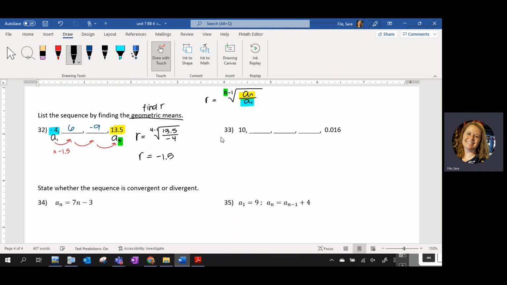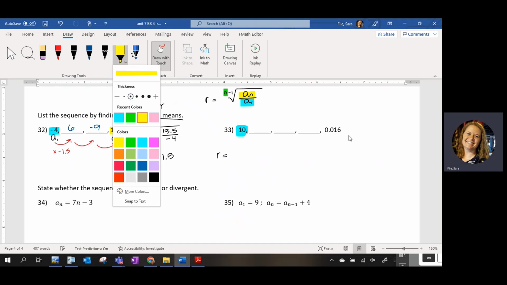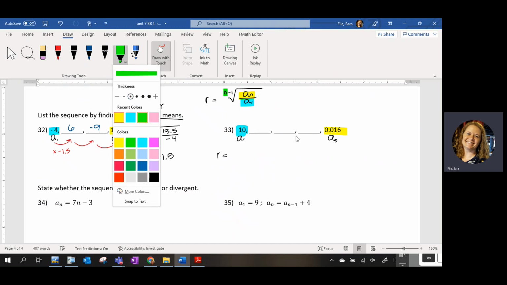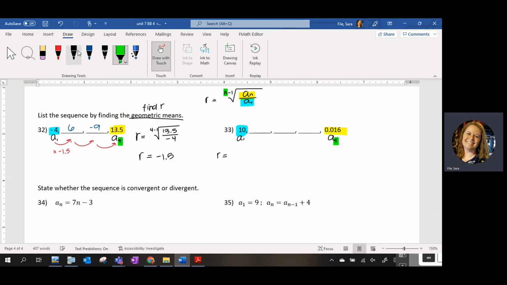Okay, so we're going to do the same process here. This time, our first term is 10. Our last term is 0.016. And what term number is that? This last term is a sub 5. It is the 5th term. So the n is 5 here. So this is going to be the 4th root, because it's 5 minus 1 as the index, of 0.016 over 10.